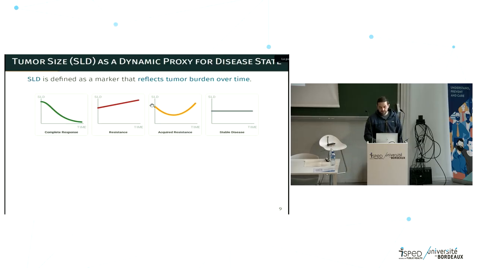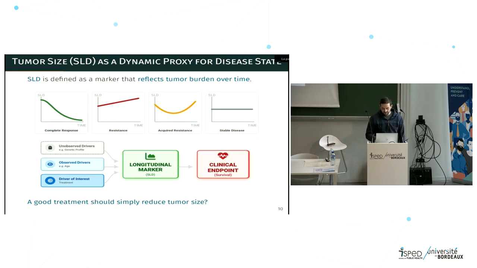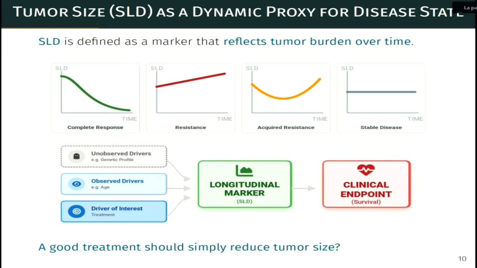Sometimes we do observe a decrease in tumor size, but later on we have an increase, a change of trend. That's very common with chemotherapies, the development of a resistance to the treatment. The treatment works, but just for a limited amount of time. And sometimes the tumors are staying stable and the treatment doesn't change much. So we have a lot of heterogeneity that is captured by this marker. It's very informative. But where does it come from?